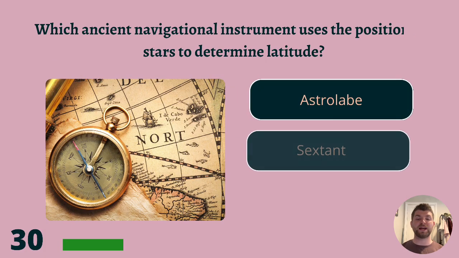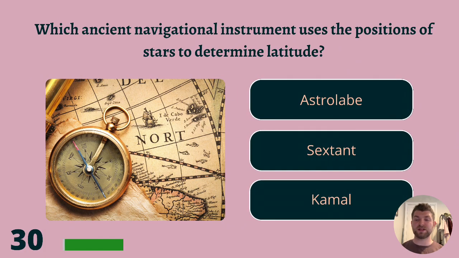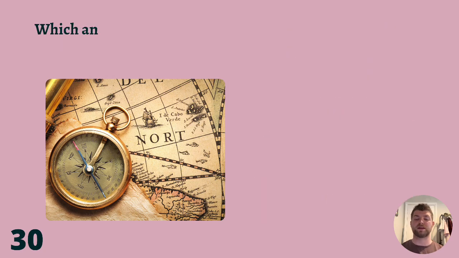30. Which ancient navigational instrument uses the positions of stars to determine latitude? Astrolabe, sextant, or kamal? The answer is a kamal.